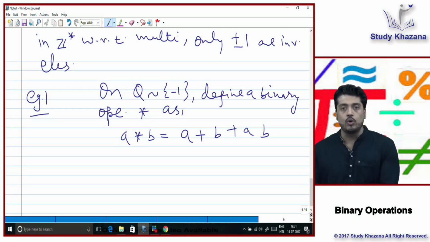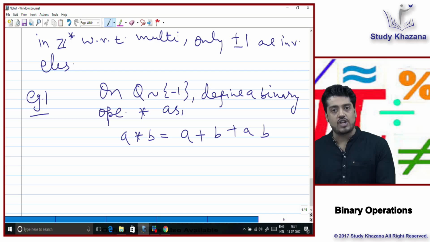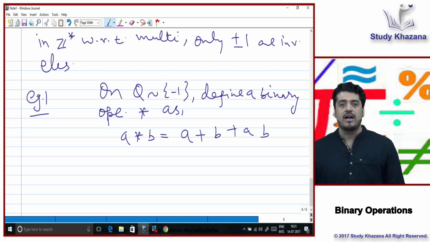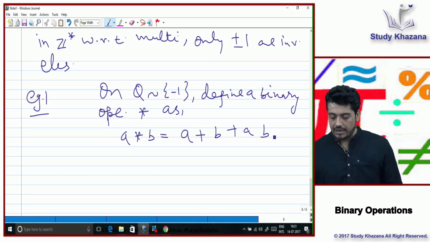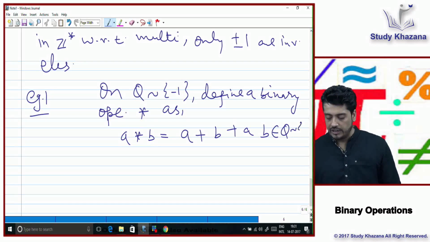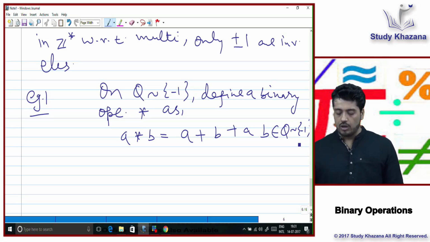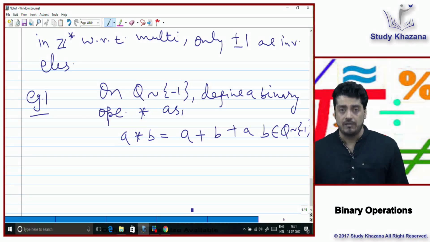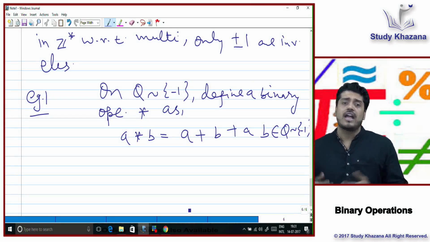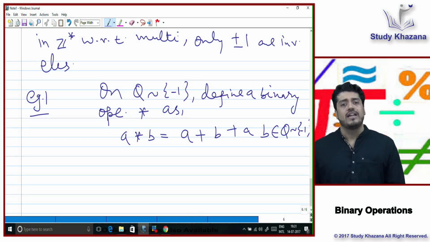Clearly, the sum of two rational numbers is again a rational number. The product of two rational numbers is again a rational number. So by this algebra, I can declare that this resultant element again belongs to Q deleted minus 1. So one thing is sure: this is a well-defined binary operation. My task is to find the identity and inverse, because before finding the inverse, I have to find the identity. Only if an identity exists can we talk of the inverse of an element.